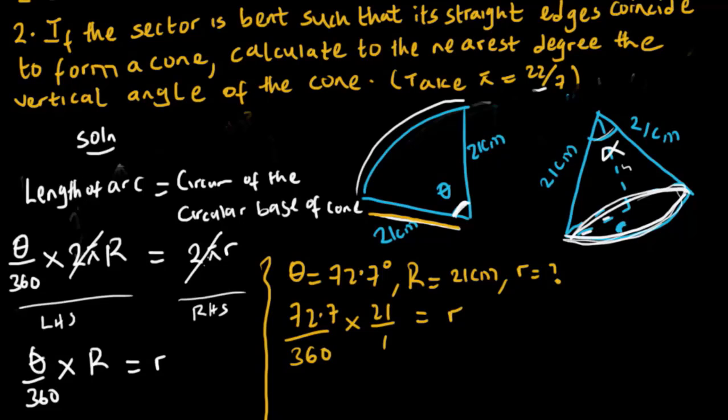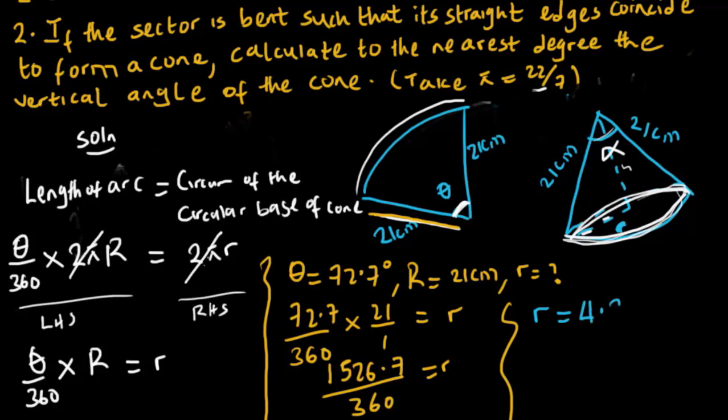Now 72.7 times 21 should give us 1526.7, all over 360 times 1, which is 360, equals r. So it implies that r should be equal to 1526.7 divided by 360, which gives approximately 4.2 centimeters. So it means that the radius of the circular base is 4.2 centimeters.